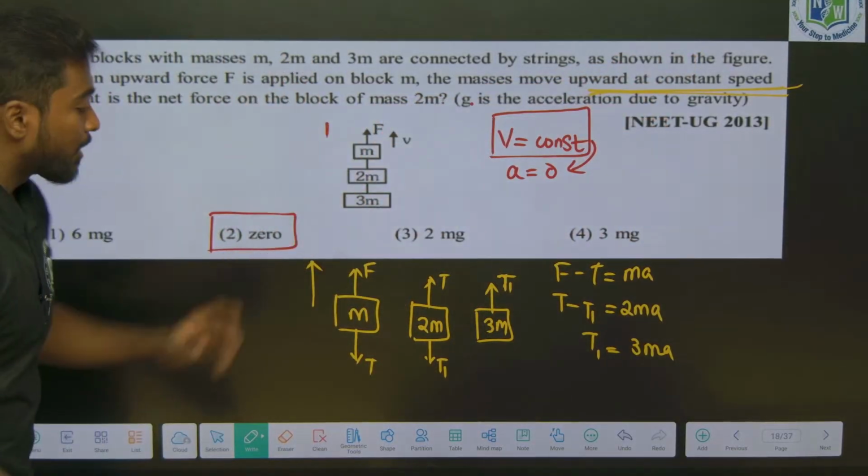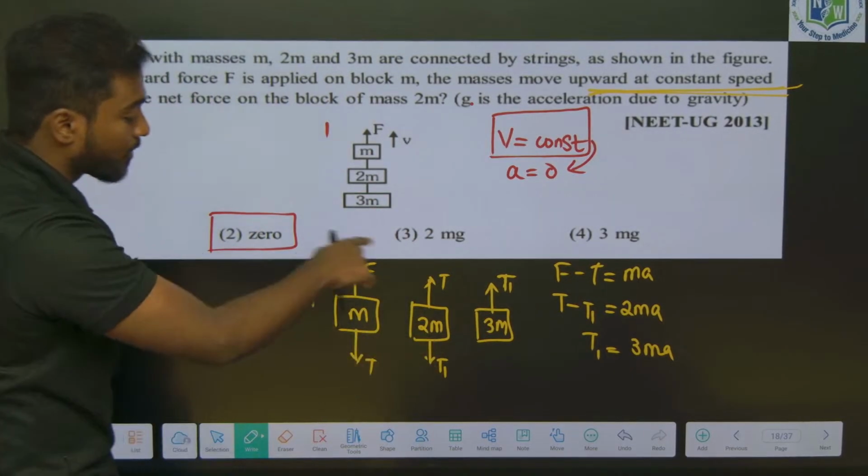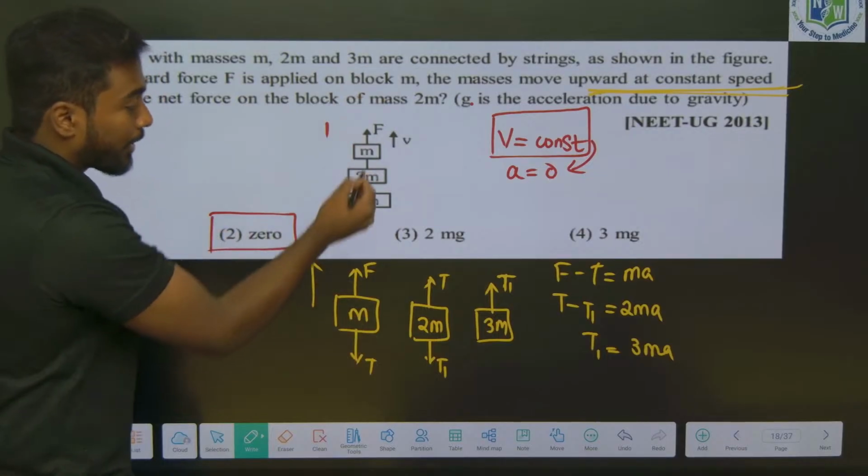See the diagram. If I want to draw the free body diagram, this is how I will draw. Force is applied, and the string is there here.